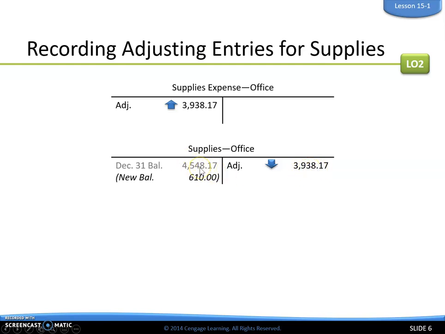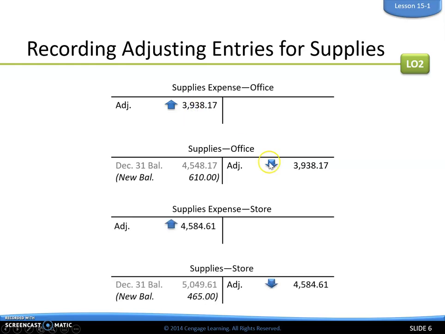If I have a debit balance, to decrease that account, which is my fourth question, what do I need to do? I need to credit my supplies office by this amount, and then I always have to have a debit if I have a credit, so I debit my expense account, my supplies expense office. This is an expense of doing business. I'm going to use my supplies throughout the fiscal period, so I need to debit my expense account.